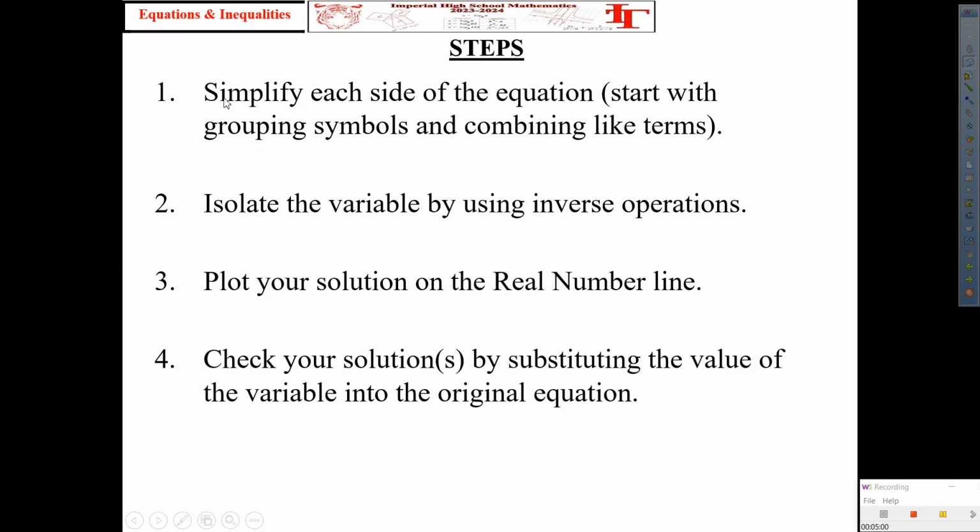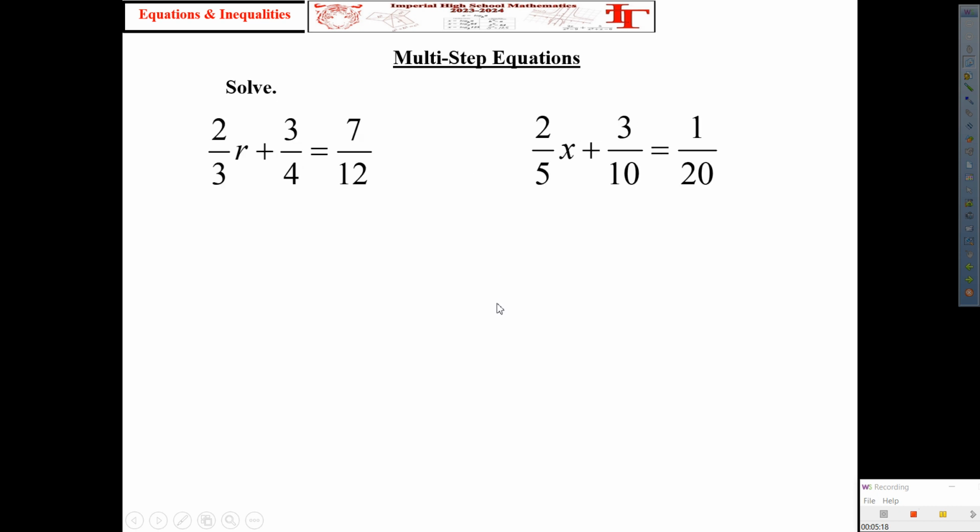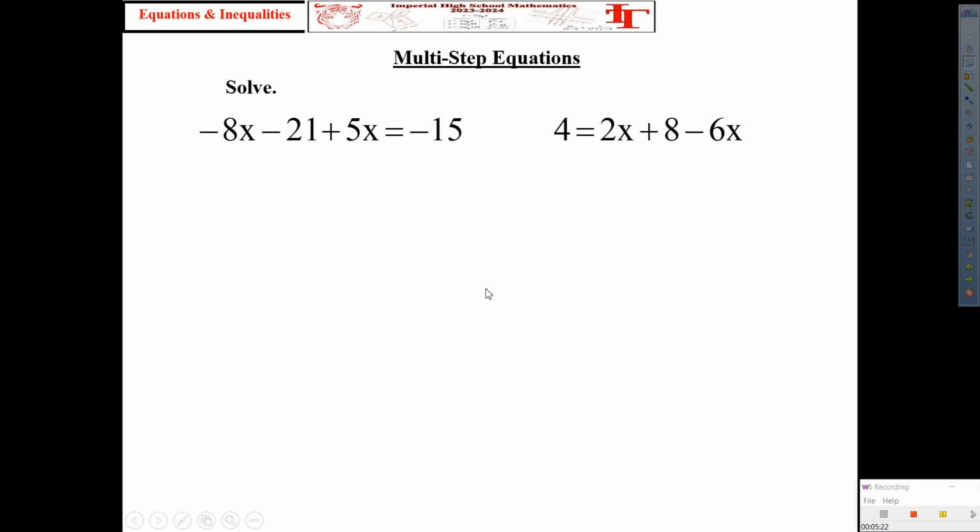Steps that we were taking: simplify each side, isolate the variable. We're not plotting and checking right now, but we're doing the first two steps well. Did I start with one step equations? Yes. From there we went to two steps. Yes. From there we went to multi-step, which is these. Yes. Did we do some of these? Yes, multi-step. From there we moved on to these. Is that correct? Yes. All right. That one. And I think I skipped this one, but let's do this one.